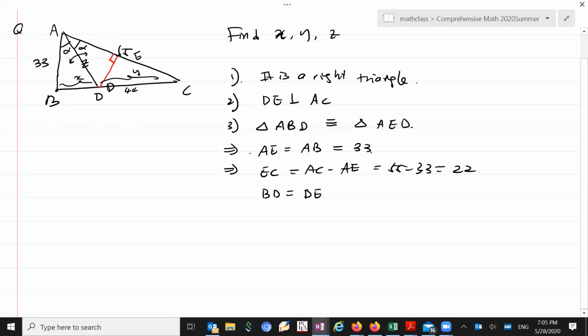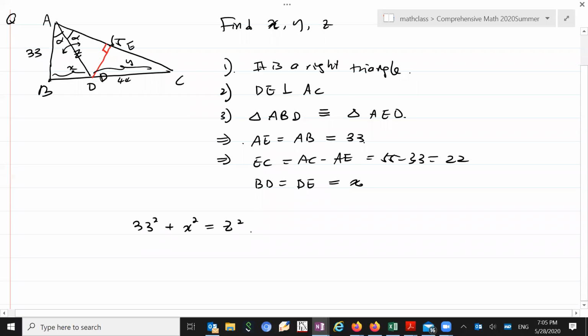So BD is x, so that will be called x. Now I have to apply the Pythagorean theorem. How many right triangles do I have? 1, 2. Essentially, we have 2 small right triangles. The first triangle here: 3 squared plus x squared equals z squared. If you want to find z, this is necessary. In the right triangle ABD, you get this relationship.